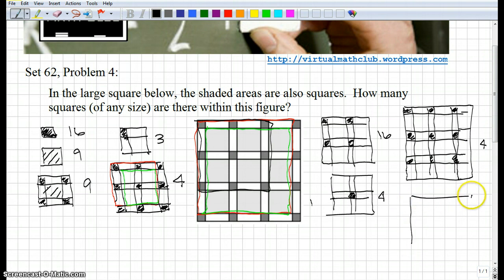So let me draw this one. We end up with 1, 2, 1, 2, 1, 2, 1, 2. So you know which one I'm talking about. It's this green one that I've drawn within the larger square. So there's one of those. Any more? I think we got them. Let's add them up.